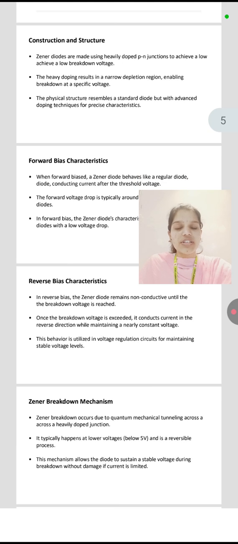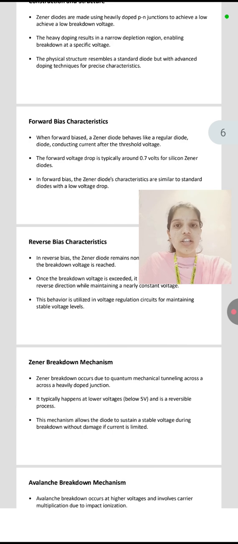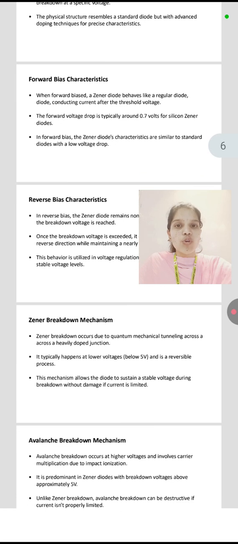Forward bias characteristics of Zener diode. When forward biased, a Zener diode behaves like a regular diode, conducting current after the threshold voltage. The forward voltage drop is typically around 0.7 volts for silicon Zener diodes. In forward bias, the Zener diode's characteristics are similar to standard diodes with a low voltage drop.